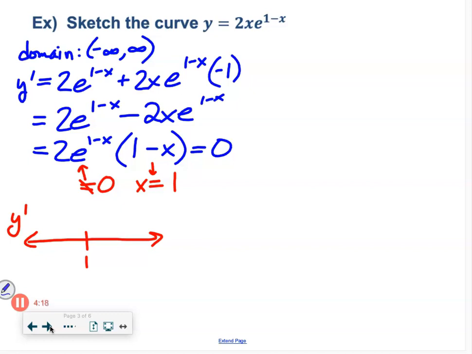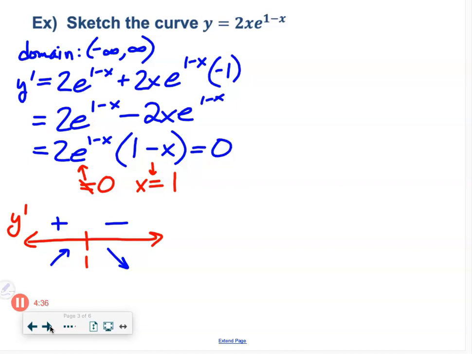If I plug in a 0, I get a positive. If I plug in a 5, I get a negative. My function is increasing and then decreasing. I'm going to go ahead and take the time, because you know you're going to have to do this on your test, and I'm going to write all the characteristics for this function.